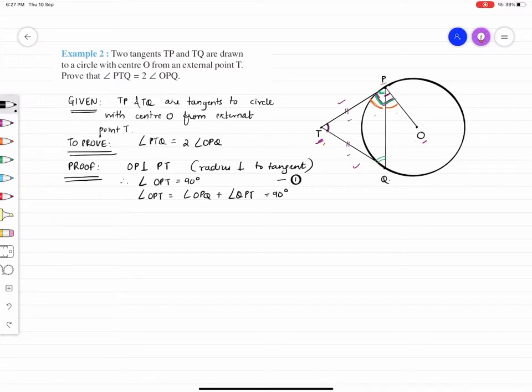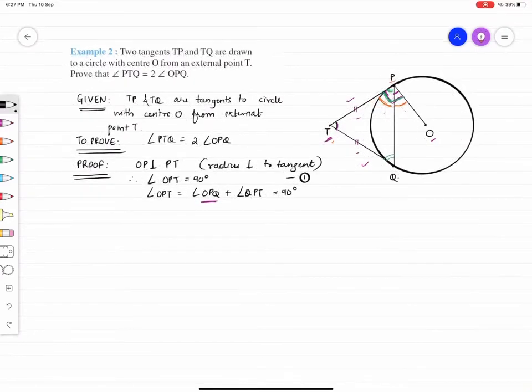Now we are actually interested in which angle? We are interested in angle OPQ, right? So let's try to express OPQ in terms of QPT and 90 degrees. If I just shift QPT to the right hand side, I know that OPQ is equal to 90 minus QPT, and this we'll need further, so we'll just label this as 2.